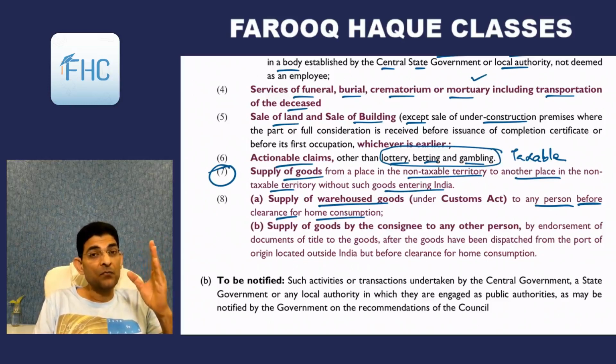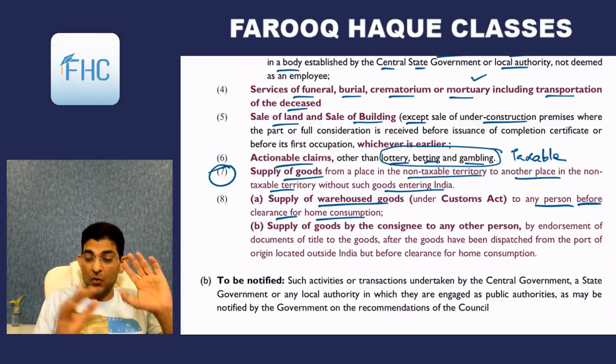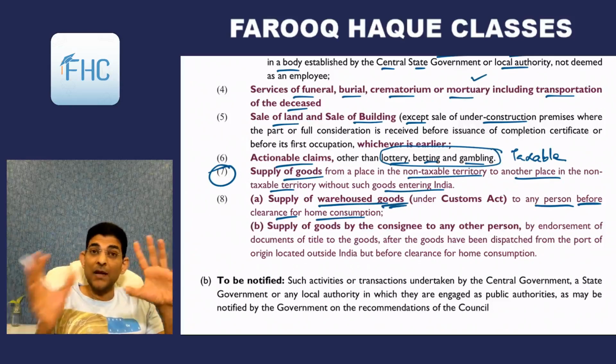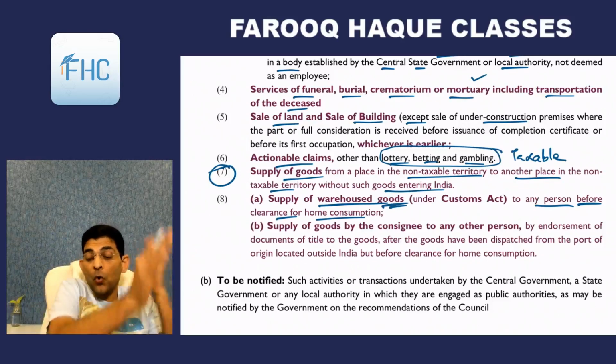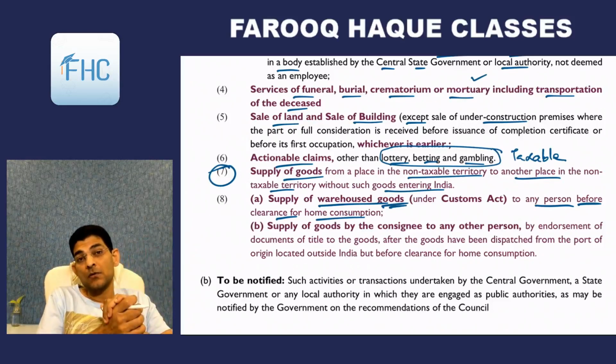That supply will not be liable to GST because that is done before the goods enter the landmass of India, before crossing the custom frontiers, before the custom duty is paid, that is, before the goods are cleared for home consumption. So if I sell off the warehouse goods which are lying in the customs warehouse before clearance for home consumption by selling the document of title, that will not be liable to GST.